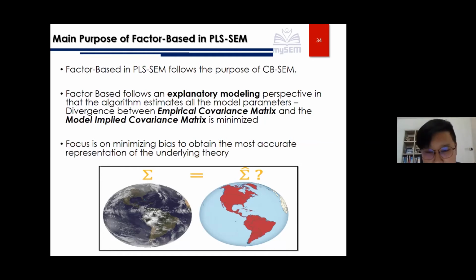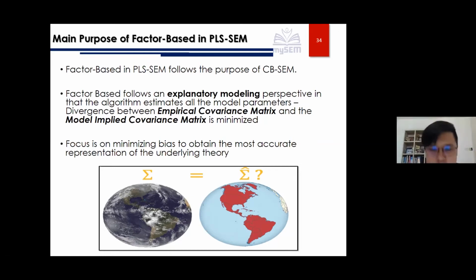The pure factor-based way is just explanatory without prediction. So when we talk about pure explanatory, it's like X to Y, X explained to Y. Therefore, at the end, we need to look into the divergence between the empirical covariance matrix as well as the model implied covariance matrix. And this fundamental purpose itself comes from covariance-based SEM. To explain this in a simple way, what do we mean by looking into the divergence? It means that we want to minimize the difference between the empirical covariance matrix and the model implied covariance matrix.